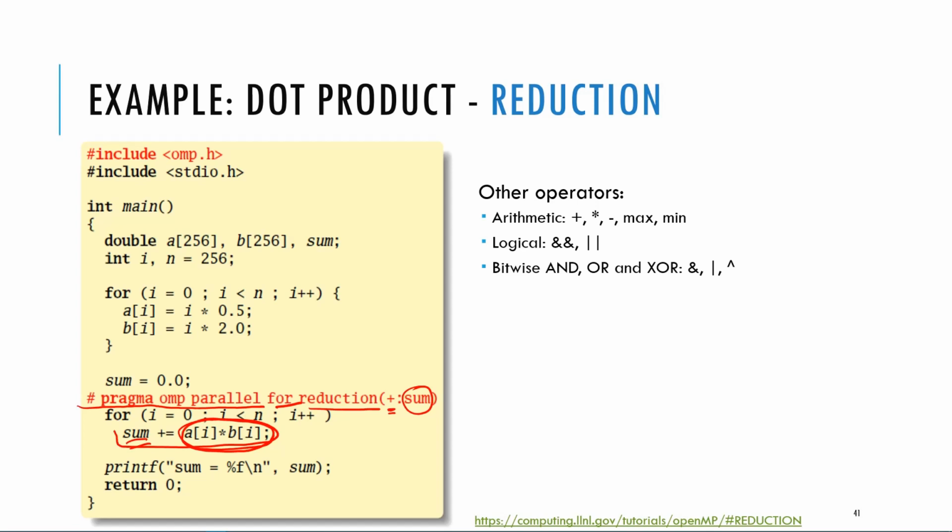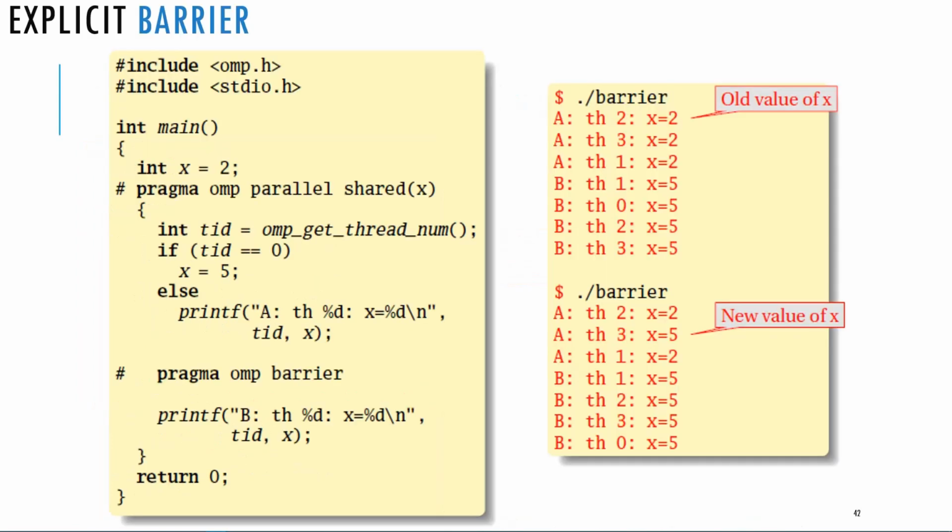As I told you, you can define arithmetic operations that can be reduced from partial to global sums or minimum or maximum. You can also define this for logical operators. So suppose you want to compute the AND of multiple booleans, or the OR. You can also do bitwise operations such as and, or, and XOR using these operators here. Well, this concludes the discussion of reductions.